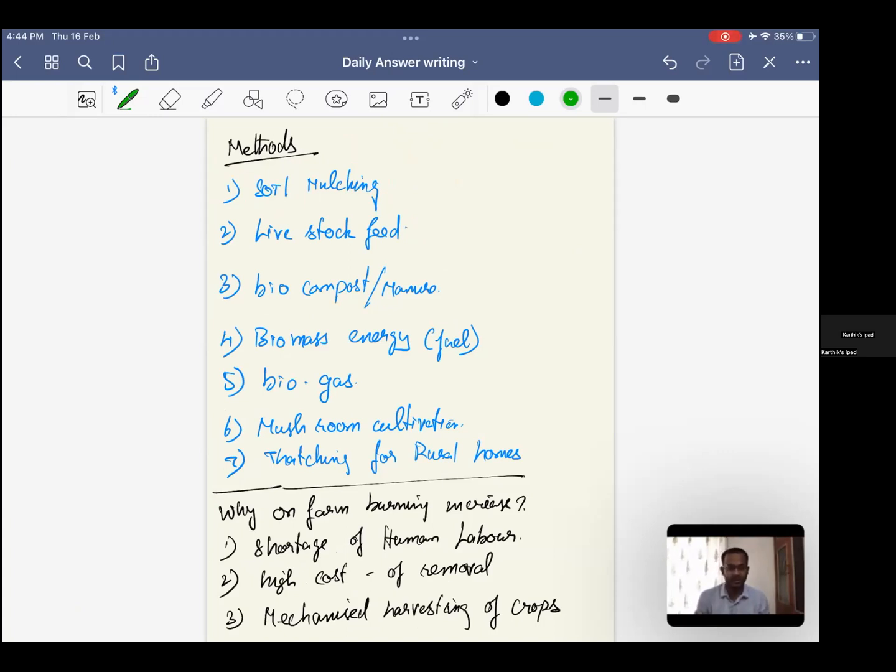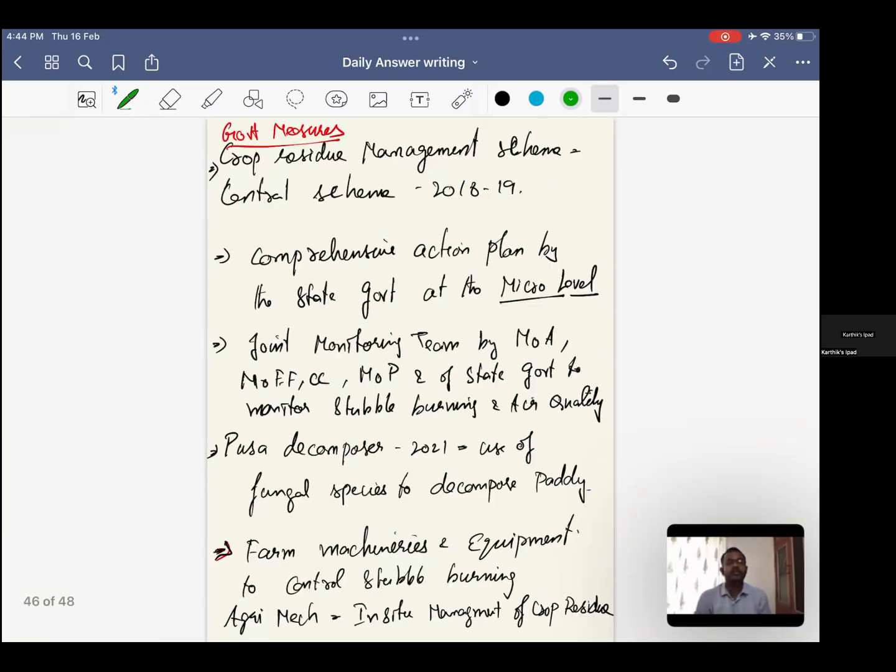We already discussed why farm burning has been increasing in recent time periods. And there are also government measures that have been taken. The Crop Residue Management scheme was started by the Government of India in 2018-19. It's a centrally sponsored scheme. Then there is a comprehensive action plan, which the Government of India has asked the state governments to take up, especially at the micro level. There is also a joint monitoring team created by the Ministry of Agriculture, the Ministry of Environment, Forest and Climate Change, and the Ministry of Power, with the state governments, to monitor stubble burning in the regions surrounding NCR and also to monitor the air quality.